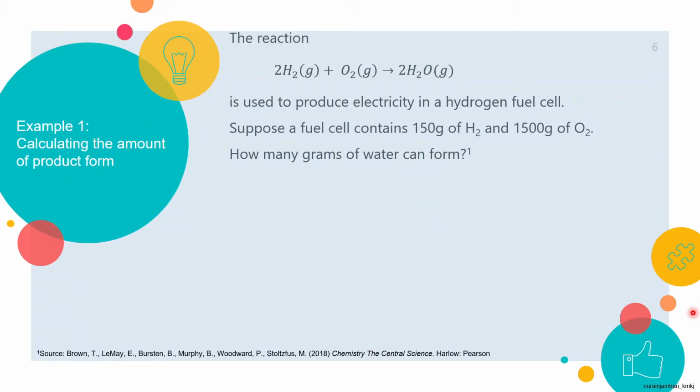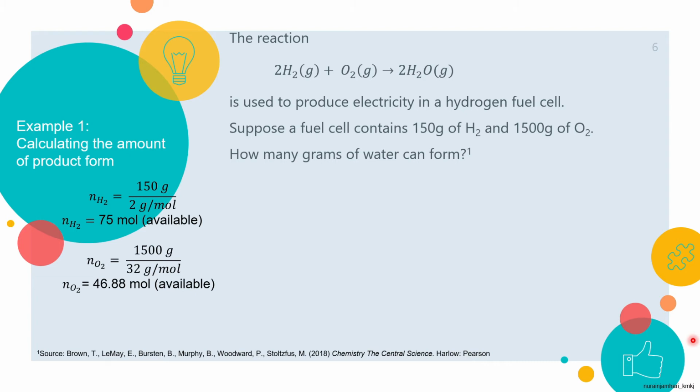For more understanding about limiting reactant, let's look at this example. The reaction below is used to produce electricity in a hydrogen fuel cell. Suppose a fuel cell contains 150 grams of H2 and 1500 grams of O2. How many grams of water can form? First, we have to find the limiting reactant. Calculate the available mole of both reactants using given mass.